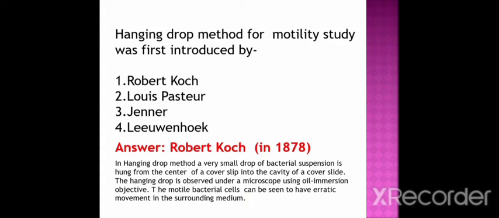In hanging drop method, a very small drop of bacterial suspension is hung from the center of a cover slip into the cavity of the cavity slide. The hanging drop is observed under the microscope using oil immersion objective. The motile bacterial cells can be seen to have erratic movement in the surrounding medium.